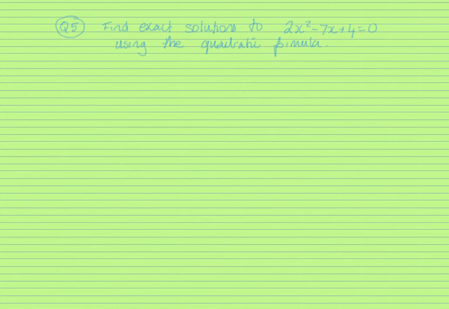Okay, question 5. Find the exact solutions to 2x squared minus 7x plus 4 equals 0 using the quadratic formula. So let's write out the quadratic formula. It's negative b plus or minus the square root of b squared minus 4ac all over 2a. Which means we need to know what a, b and c are. So in our equation, a is 2, b is negative 7 and c is 4.